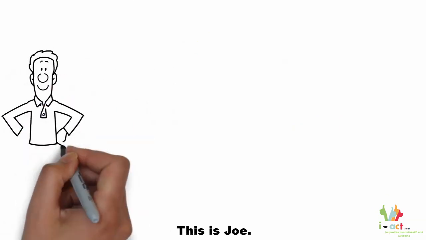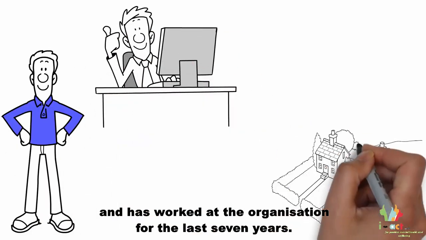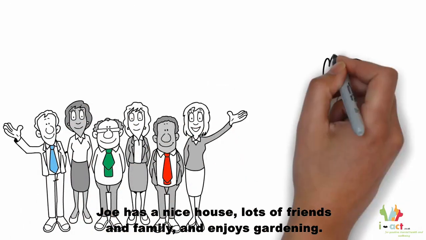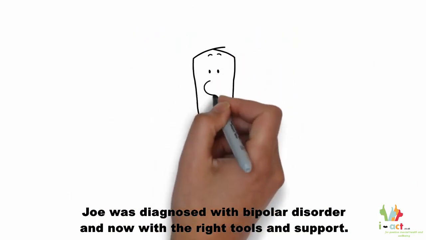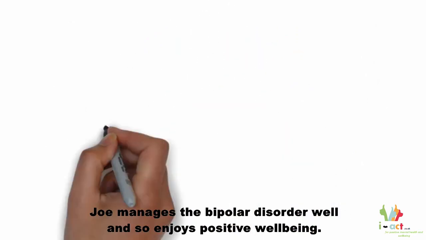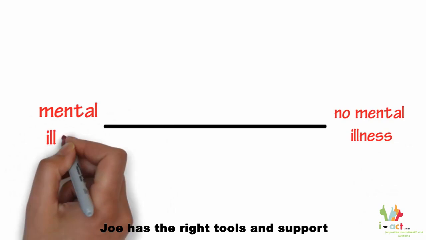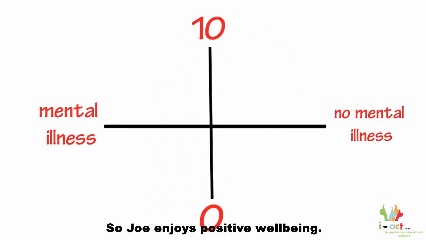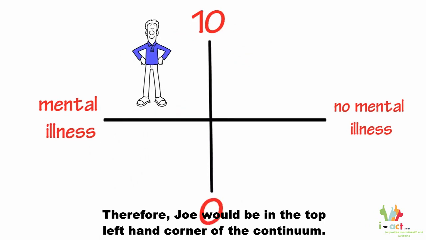This is Joe. Joe has a good job as an account manager and has worked at the organization for the last 7 years. Joe has a nice house, lots of friends and family, and enjoys gardening. 12 years ago, Joe was diagnosed with bipolar disorder, and now, with the right tools and support, Joe manages the bipolar disorder well, and so enjoys positive well-being. Although Joe has a mental illness, Joe has the right tools and support to manage his mental health issue effectively, so Joe enjoys positive well-being. Therefore, Joe would be in the top left-hand corner of the continuum.